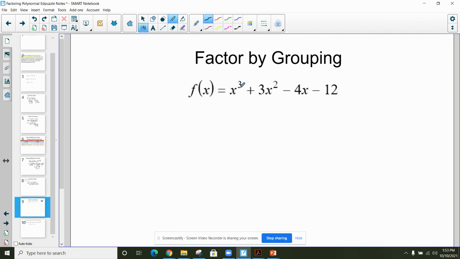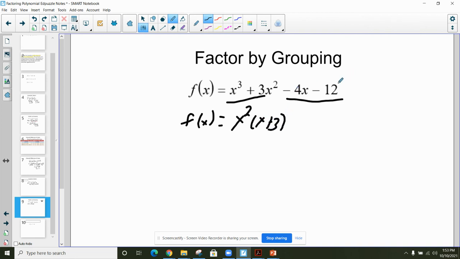So again, with factor by grouping, all right, you're going to group the first 2 terms. You're going to group the last 2 terms. All right, so this has a negative right here. So the GCF for this second group is going to be a negative. Let's go ahead and do the first. So what does x cubed and 3x squared have in common? And that's an x squared. So I'm going to take out an x squared. And that leaves me with x plus 3.